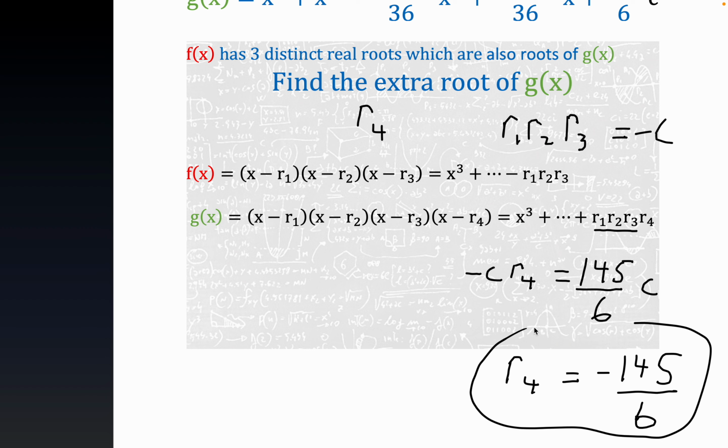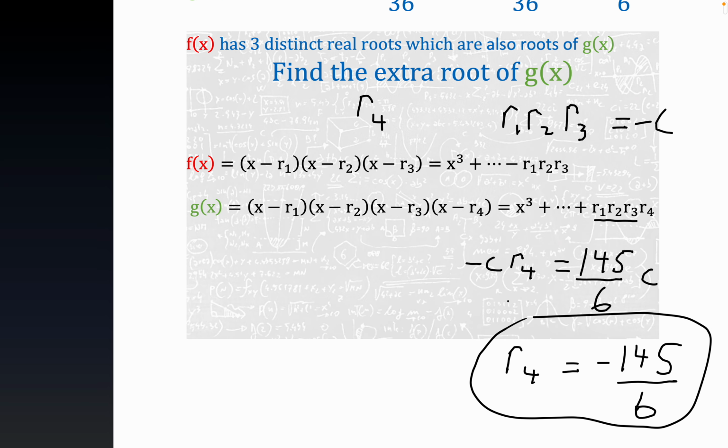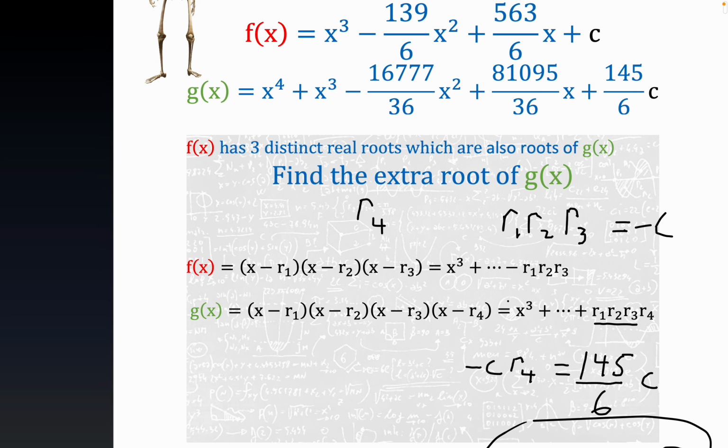Now, you may ask, well, what else could we answer? Well, there's plenty more we could answer here. We could figure out what the value of c is, although that would be tedious if we did g at, what is it, minus 145 over 6? Minus 145 over 6. We could evaluate that. And since that is a 0, this is equal to 0. We could actually solve for c right here.